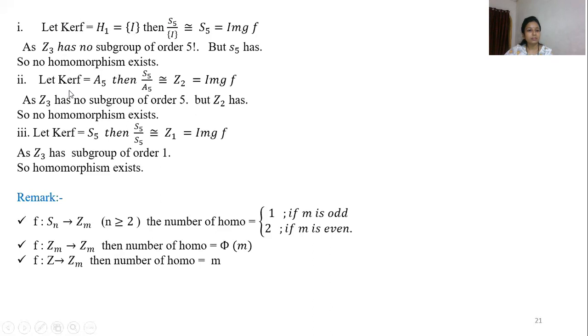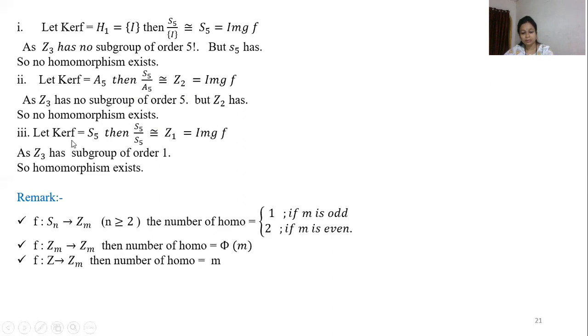Now, consider the second choice of kernel, A5. What is S5 upon A5? It is isomorphic to Z2, and Z2 is nothing but the image of F. Z2 has a subgroup of order 2, no? But Z3, whether it has a subgroup of order 2? Therefore, no homomorphism exists.